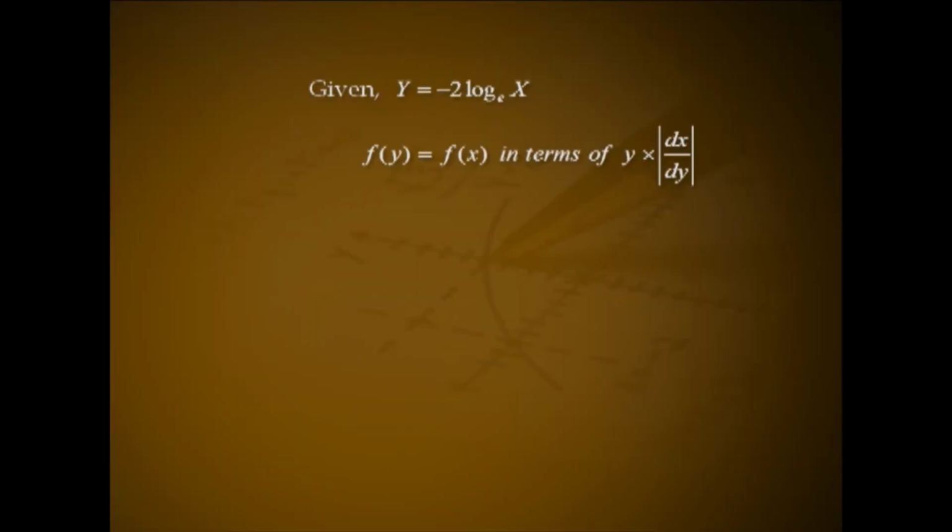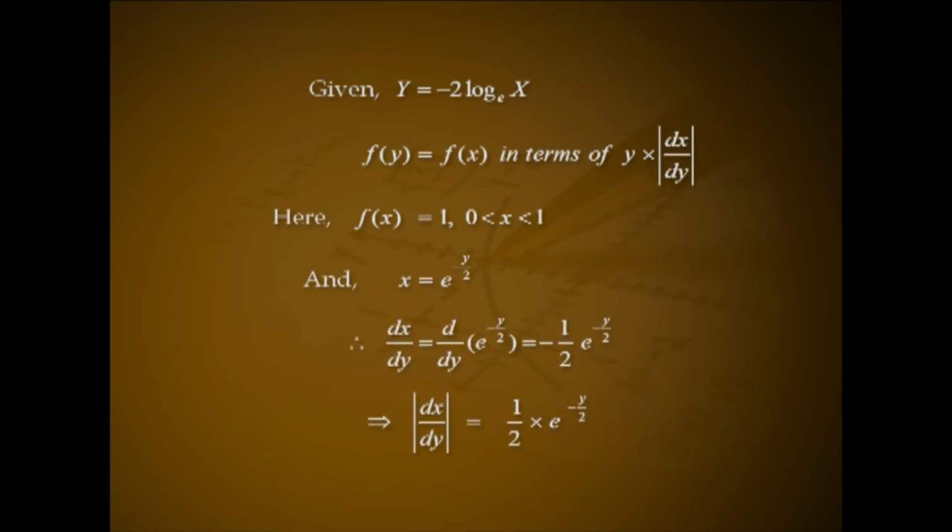Problem 7. If x is a uniform random variable over the interval 0, 1, find the distribution of y equal to minus 2 log x to the base e. Solution. Given y equal to minus 2 log x to the base e, f of y equal to f of x in terms of y into modulus of dx by dy. Here f of x equal to 1 for 0 less than x less than 1 and x equal to e raised to minus y by 2.